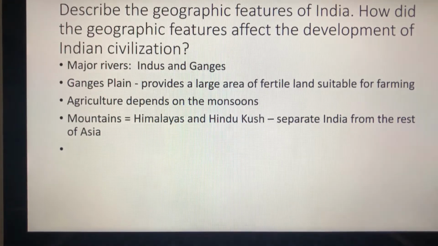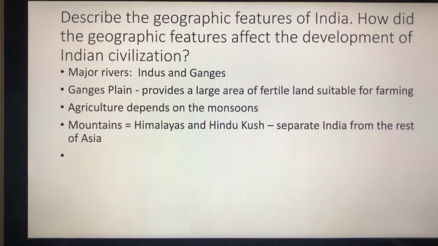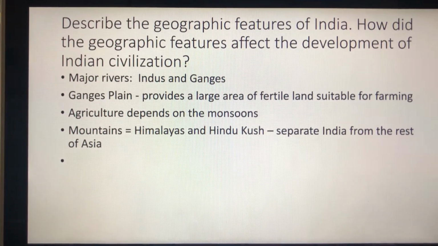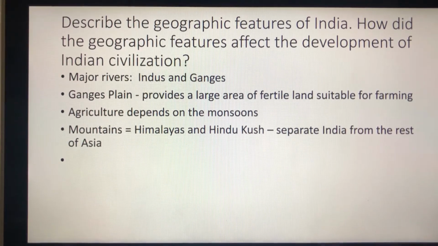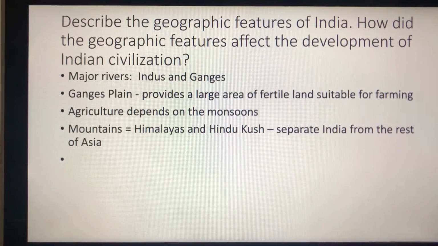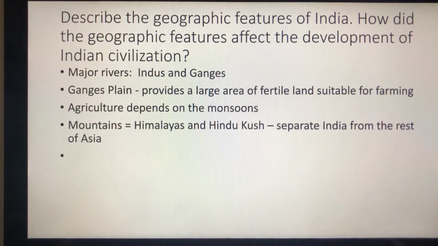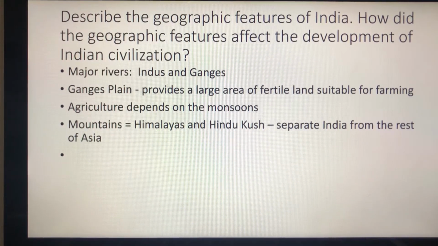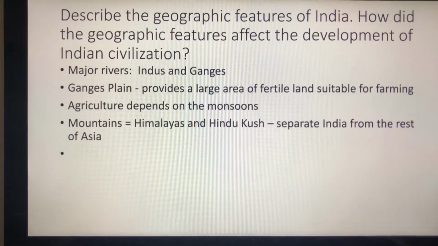So our major rivers are the Indus and the Ganges. We have the Ganges Plain, which is the area of fertile farmland. Agriculture depends on the monsoons. If you forgot what a monsoon is, you want to take a look at your vocabulary, highlighted words. And then our mountain ranges, two major ones, the Himalayas and the Hindu Kush. And when we look at that, we know that it separates India from the rest of Asia.